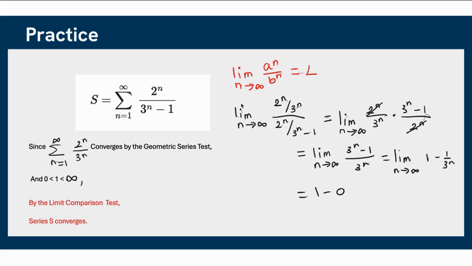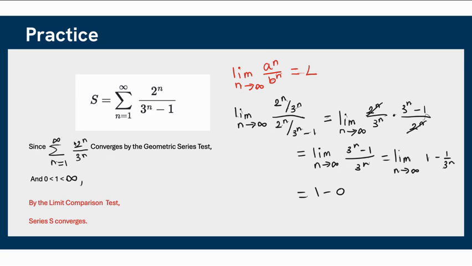So plugging it into the formula for the limit comparison test, we have the limit as n approaches infinity of 2 to the power of n over 3 to the power of n, our a of n, divided by b of n, 2 to the power of n over 3 to the power of n minus 1. We simplify it and we end up with the limit as n approaches infinity of 1 minus 1 over 3 to the power of n. Now 3 to the power of n as n approaches infinity is infinity, so 1 over infinity is 0. So we end up with 1 minus 0, which is 1.